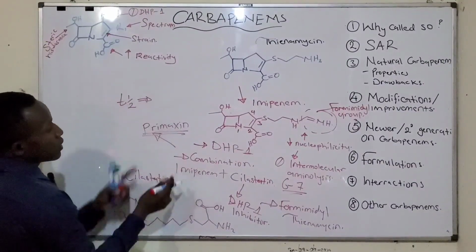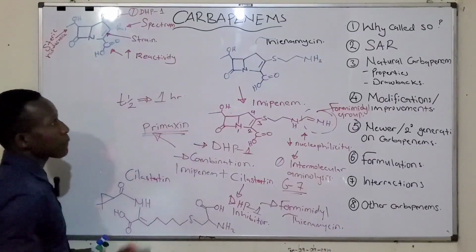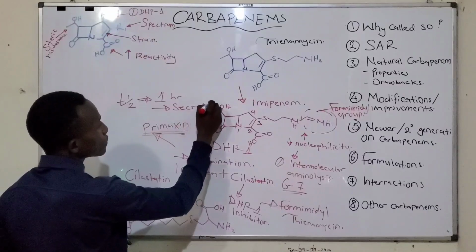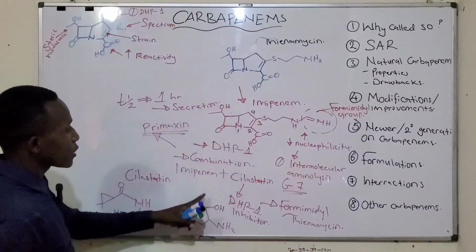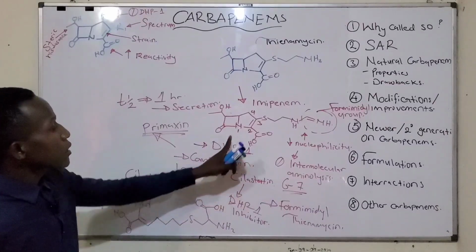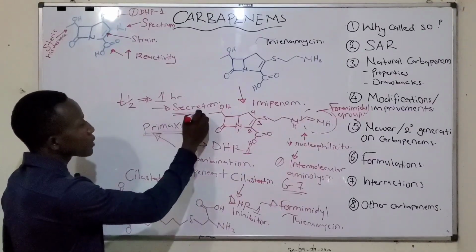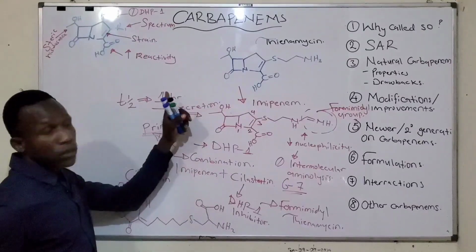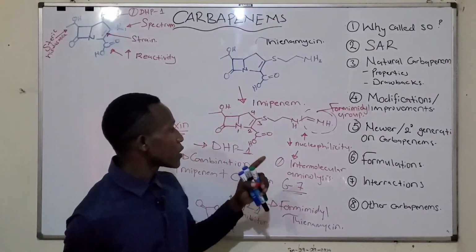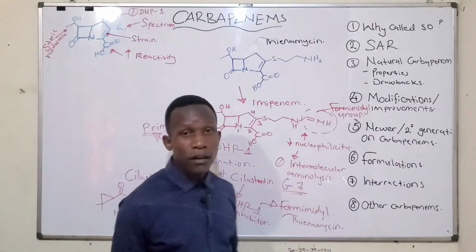The half-life of this drug, the combination, remained around 1 hour. This is due to secretion by the kidney. Though we inhibit the DHP-1 enzyme responsible for the degradation of imipenem, because of the secretion, the half-life is still low. I think for this video, let's stop here and we will see the new carbapenems and the rest of the content in the next video.